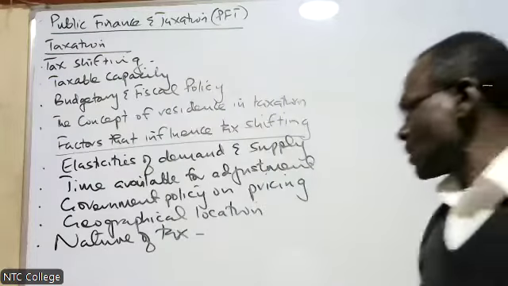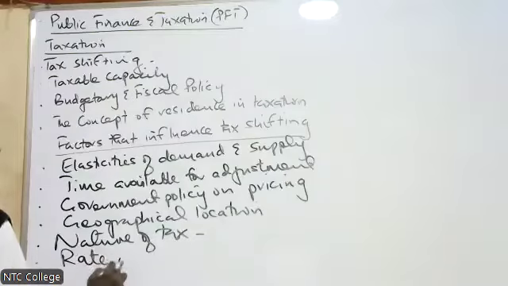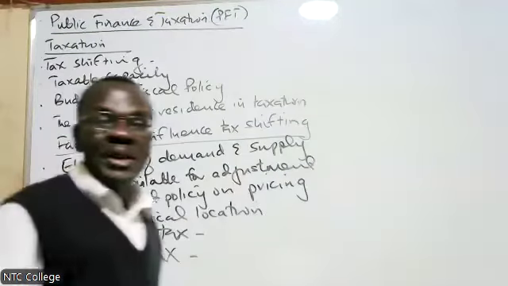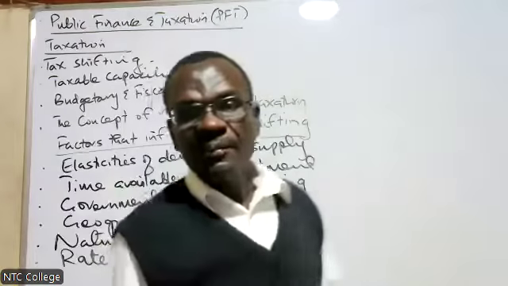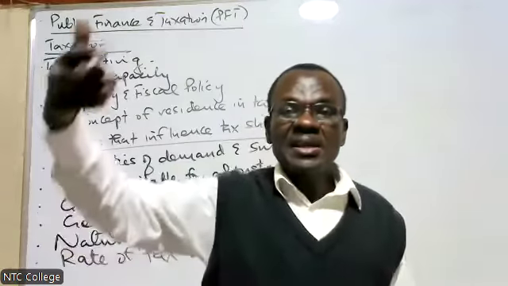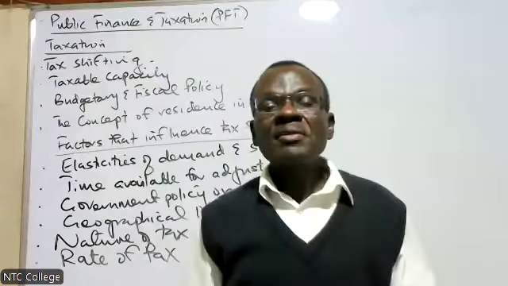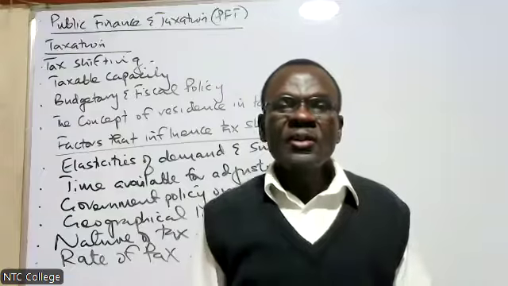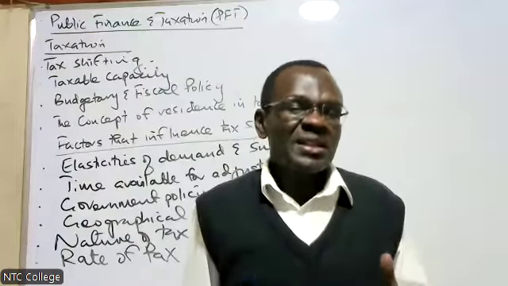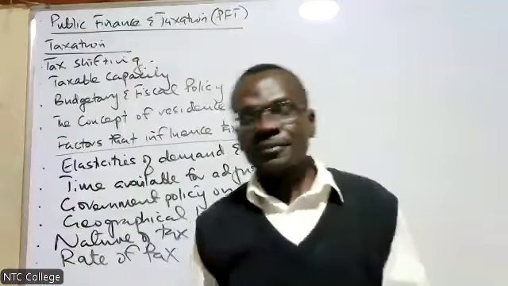Finally, the rate of tax. So if the rate of tax is high, then tax shifting can occur either forward by revising the price upwards or backwards if the rate is high. But if the rate of tax is low, then most likely the producer, because he wants to be competitive, might decide to absorb the tax.